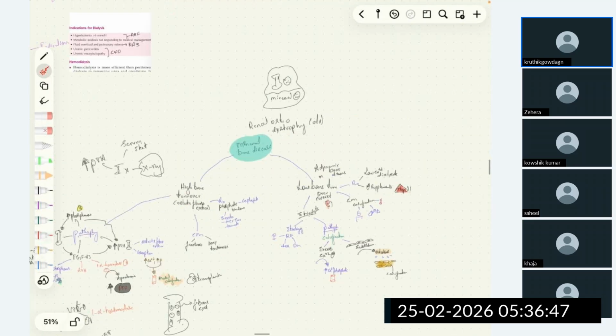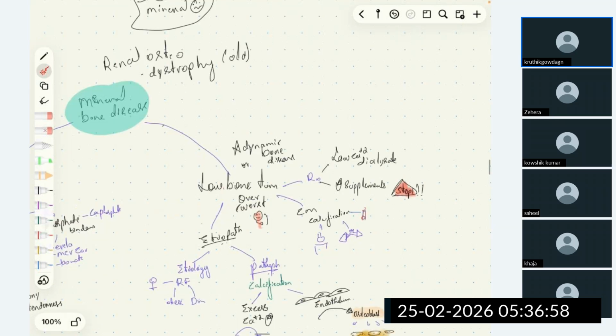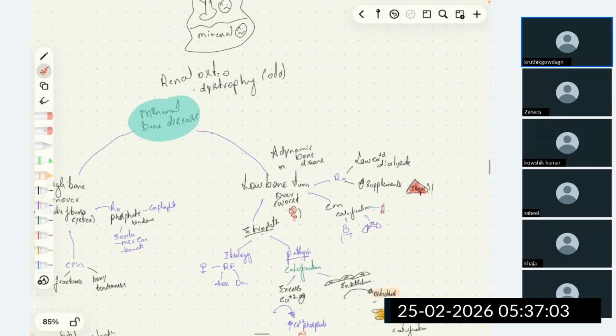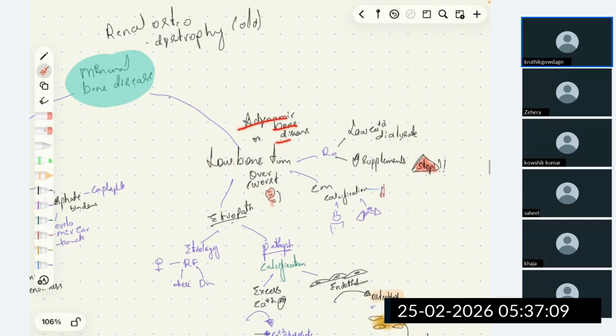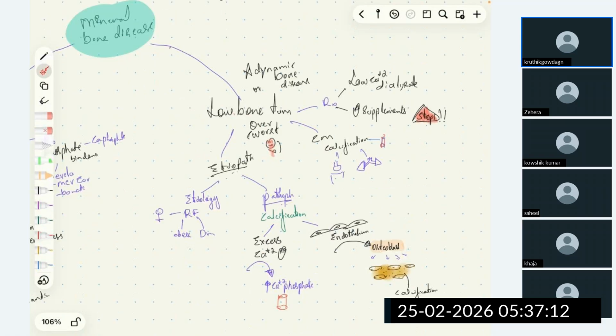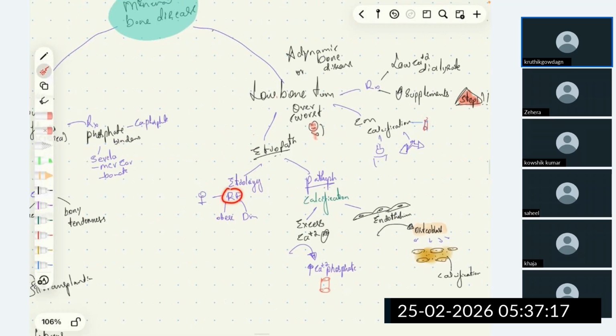Now, in renal osteodystrophy, we have high bone turnover disease and low bone turnover disease. We finished with high bone turnover disease. Let's go on to low bone turnover disease, which has a worse prognosis compared to high bone turnover. The low bone turnover disease, as I already told, is also called adynamic bone disease. Now, what is the etiopathogenesis of this condition? We have risk factors, that is a female patient who is obese and diabetic. A female patient who is obese and diabetic are the risk factors for low bone turnover disease.